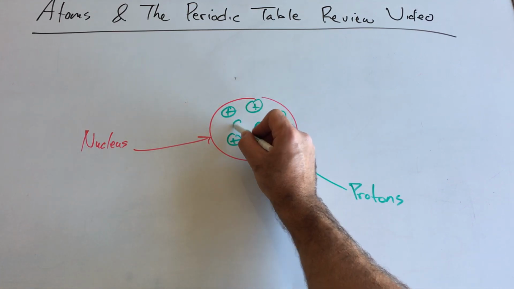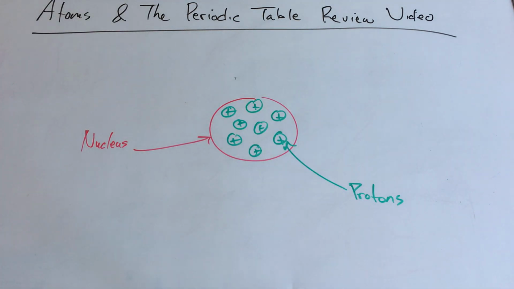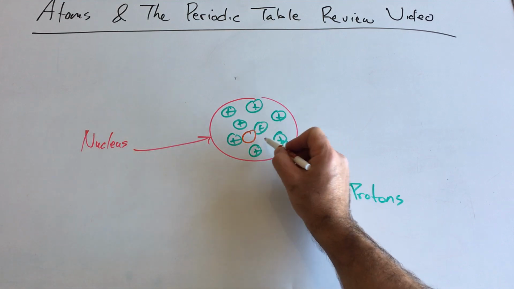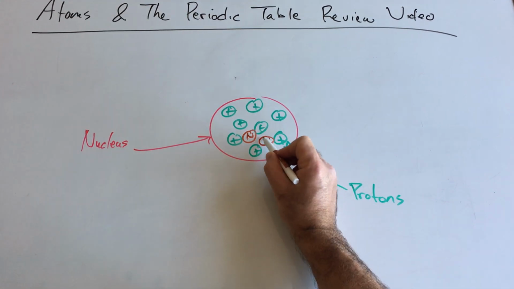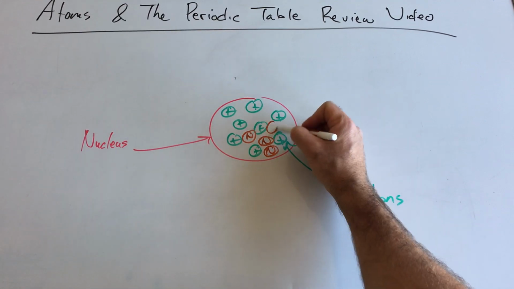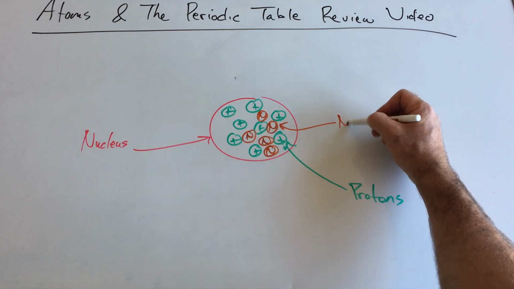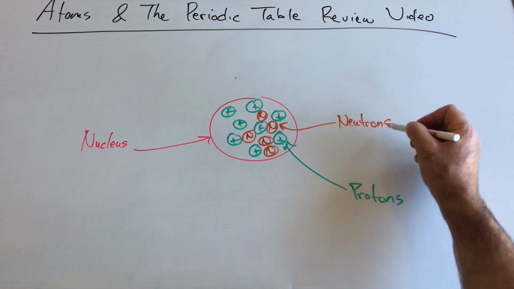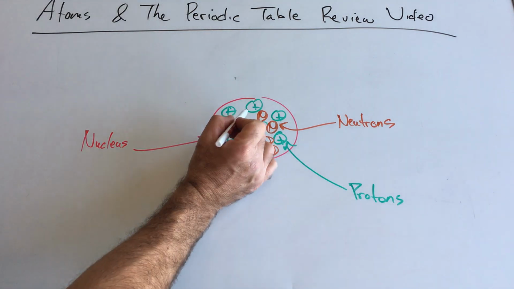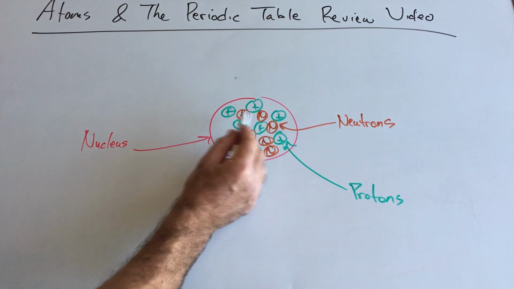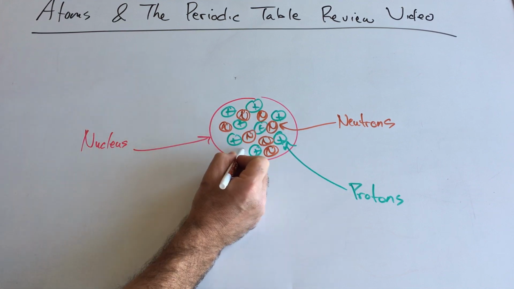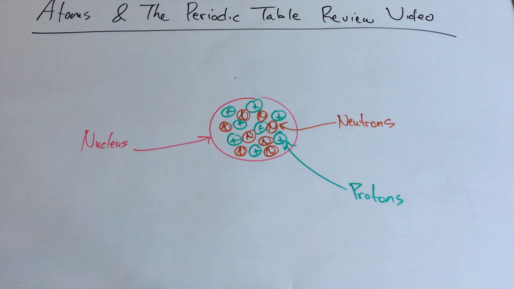I don't know, we'll put 8 of them in there. Okay, so there we go. We have 8 protons, and then also in there are things that have no charge. So I'm going to write an N to mean no charge. They are neutral, and they get the name neutron because they're neutral. How many is that? 2, 4, 6, 7, 8. Now this particular atom that I'm drawing right now has 8 protons and 8 neutrons.